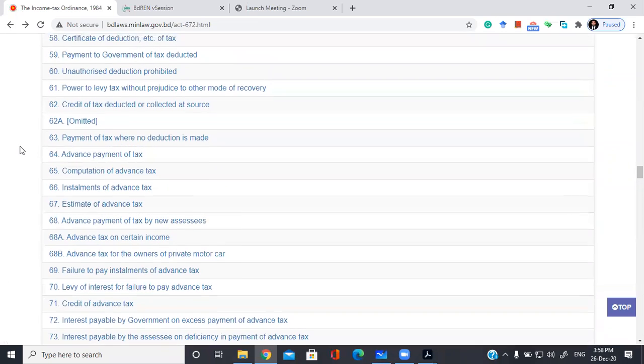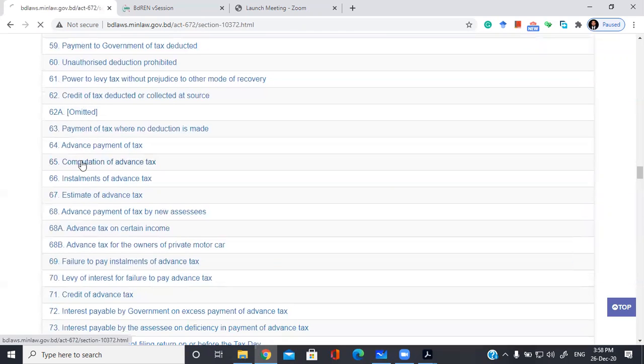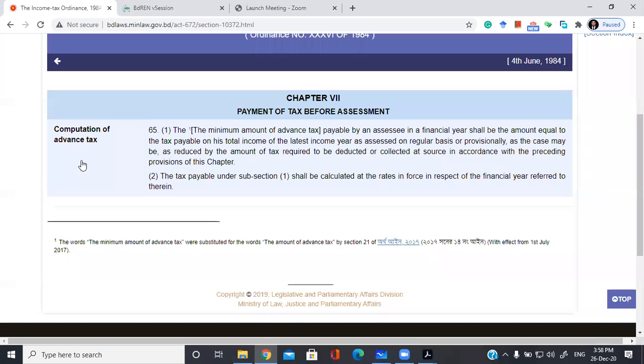Okay. Now let's see how you can compute your advance tax. The amount of advance tax, or the minimum payable by an assessee in a financial year, shall be the amount equal to the tax payable on his income of the latest income year as assessed on regular basis or provisionally, as the case may be, as reduced by the amount of tax required to be deducted or collected at source in accordance with the preceding provisions of this year.